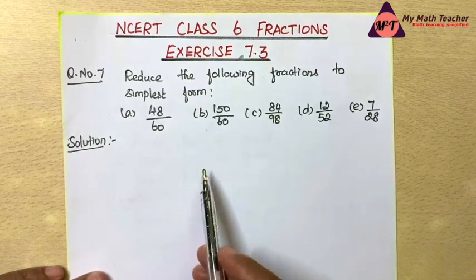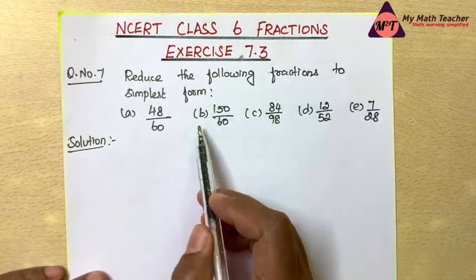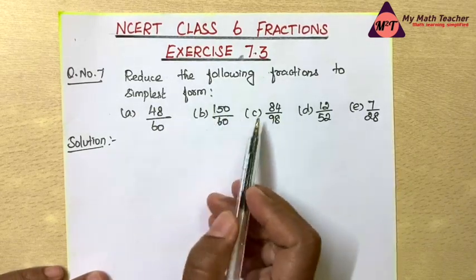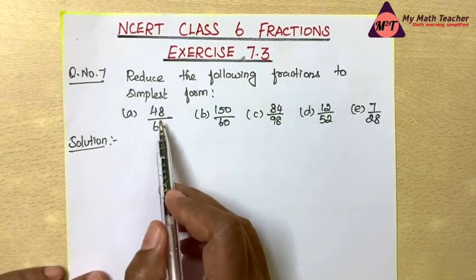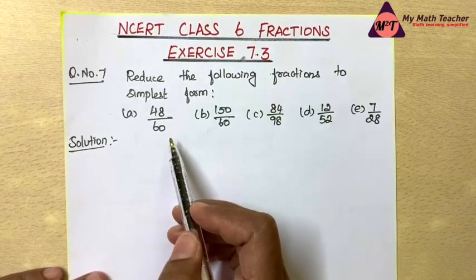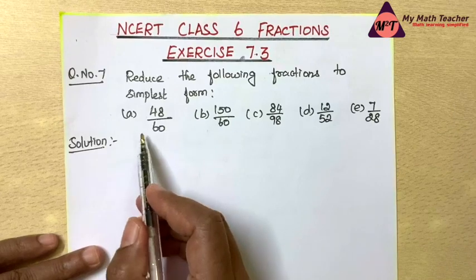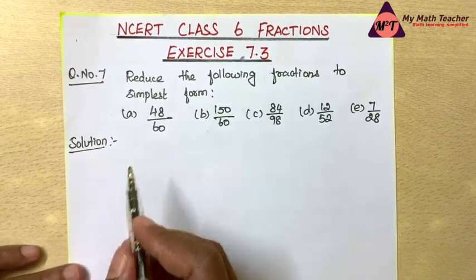These are the given fractions. From the question, you can see they are in 2-digit or 3-digit. Now we have to reduce them to single digit. That is the simplest form of fraction. Now let us start from the first one, that is A.